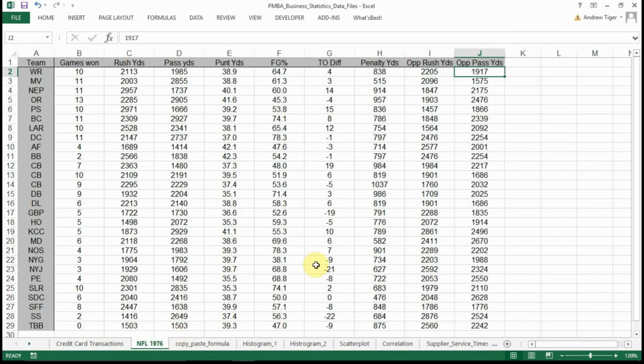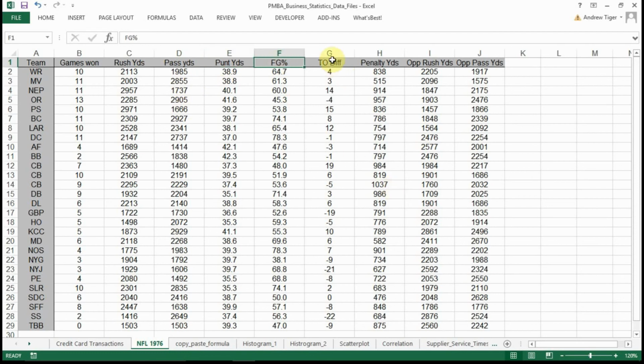Similar, this is for you sports people. This is data from the 1976 NFL season. So this is the Washington Redskins, Minnesota Vikings, New England Patriots. And what we have are some statistics, some data, I guess is what I should say. We know that the Washington Redskins won 10 games that year. And this is how many yards they gained rushing and throwing the ball. This is how well their special teams did. This is their average punt yards and average field goal percentage.